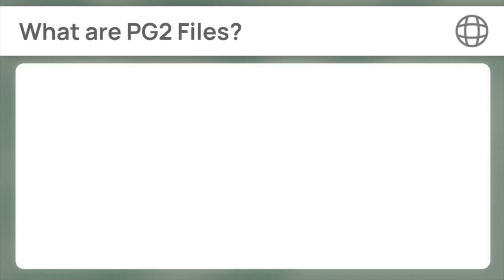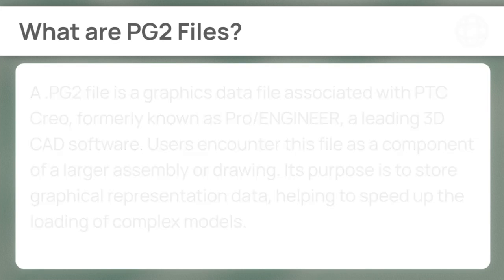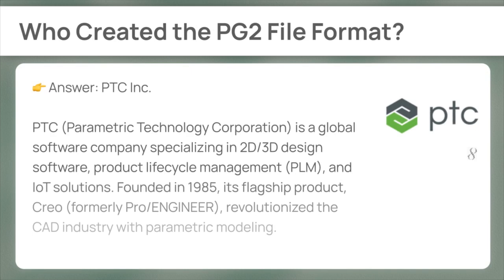A PG2 file is a graphics data file associated with PTC Creo, formerly known as Pro/Engineer, a leading 3D CAD software. Users encounter this file as a component of a larger assembly or drawing. Its purpose is to store graphical representation data, helping to speed up the loading of complex models.